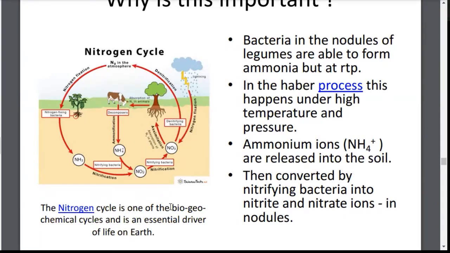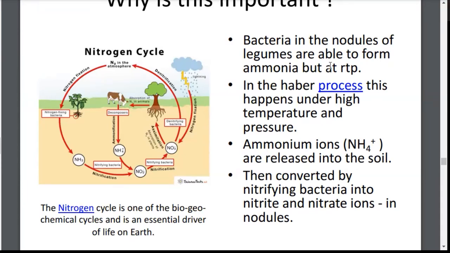If you were at the climate session last month, what a biogeochemical cycle is would have been explained. So what happens in the nitrogen cycle? Ammonia is produced in the nodules of leguminous plants. It's made industrially in the Haber process, but when human beings make it, we need a high temperature and high pressure. When plants make it, it happens at room temperature and pressure.